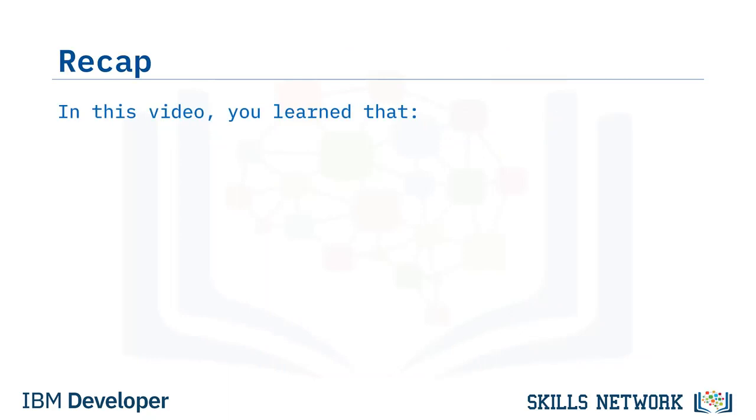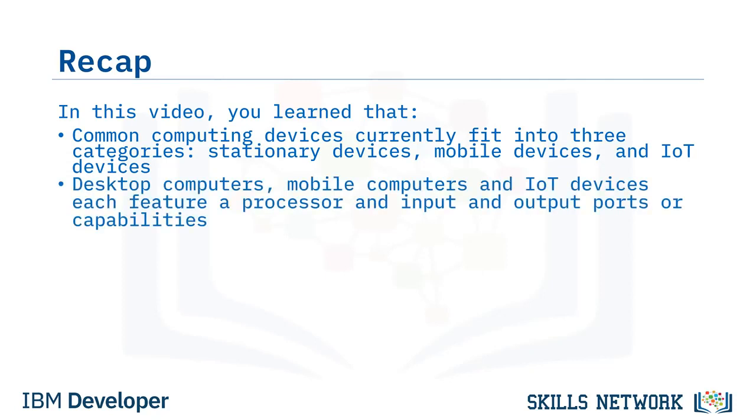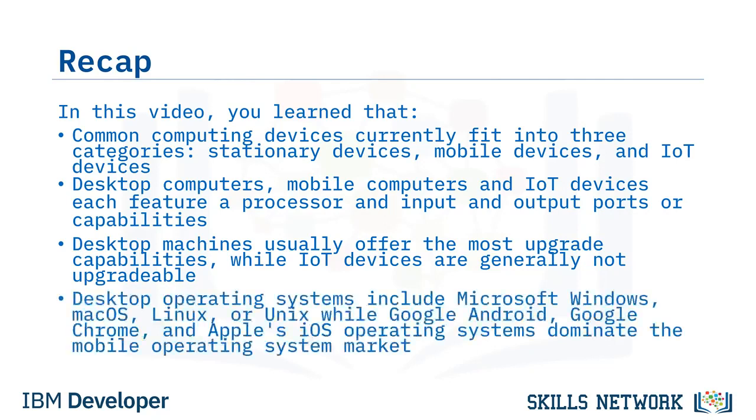In this video, you learned that common computing devices currently fit into 3 categories: stationary devices, mobile devices, and IoT devices. Desktop computers, mobile computers, and IoT devices feature a processor and input and output ports or capabilities. Desktop machines usually offer the most upgrade capabilities, while IoT devices are generally not upgradable. And desktop operating systems include Microsoft Windows, Mac OS, Linux, or Unix, while Google Android, Google Chrome, and Apple's iOS operating systems dominate the mobile operating system market.